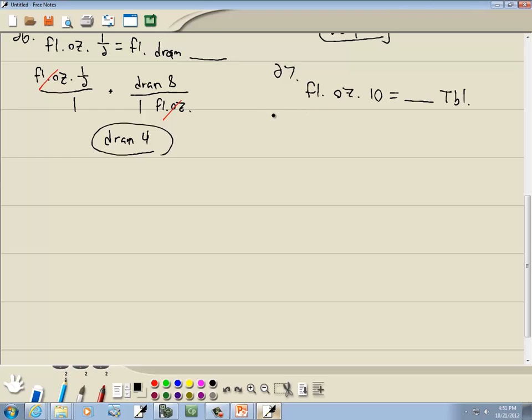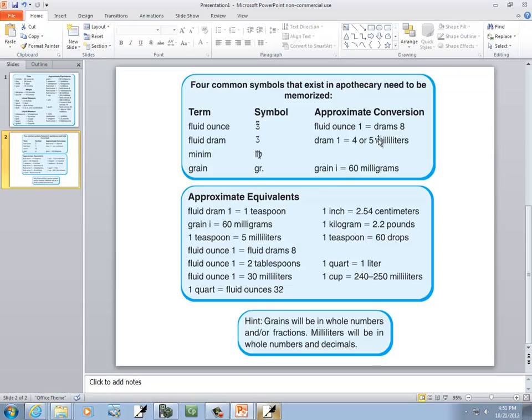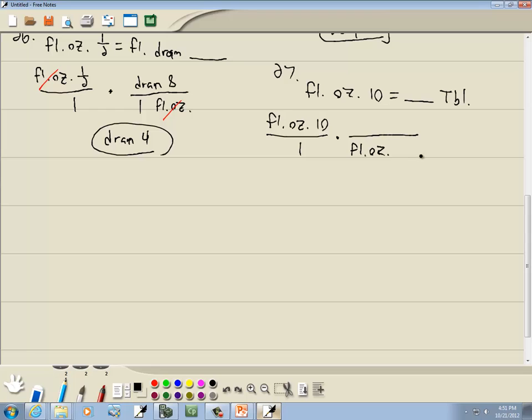Okay, so we've got 10 fluid ounces, so we're going to start there. I'll put that over 1. That's fluid ounces. This has to be fluid ounces. And let's see if there's some kind of tie between fluid ounces and tablespoons. 1 fluid ounce is 2 tablespoons. So these fluid ounces cancel. 10 times 2 gives us 20 tablespoons.